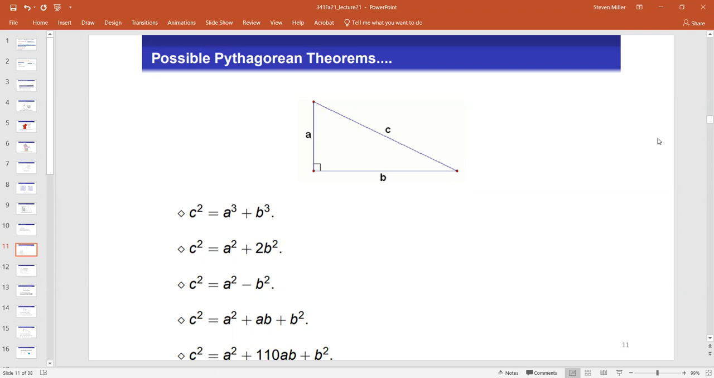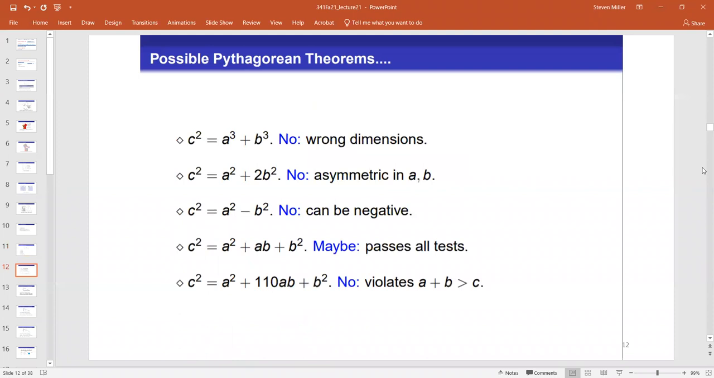Good. Unit analysis. The top one is meters cubed equals meters squared. But what about the second one? Right, but it should be... But in the 45, 45, 90 triangle, A equals B. Yeah, if you change your definition of A and B, it's not symmetric in A and B, which makes me a little suspicious. I would expect the formula would be symmetric. So when you do simple tests like this, the only one that survives is the 4. Turns out it's false, but something of that form can work.